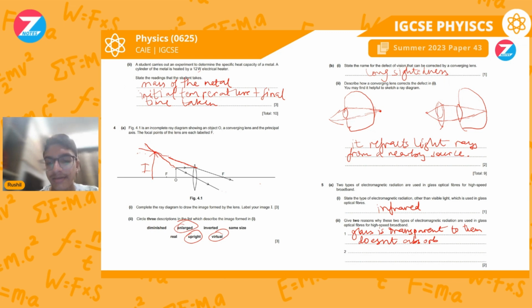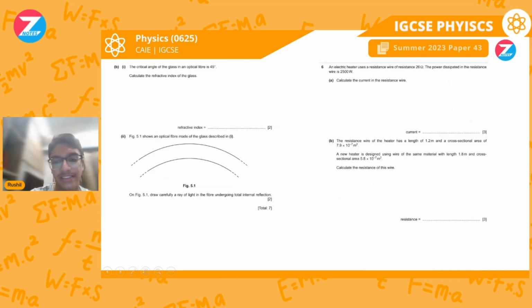And the second reason is that they can carry high amounts of data because they have a higher frequency compared to radio waves or microwaves, and we don't use ultraviolet or gamma rays just because they're too dangerous for regular exposure.